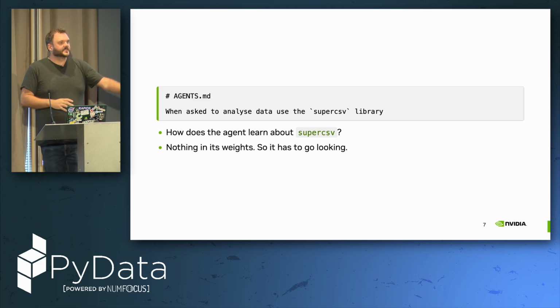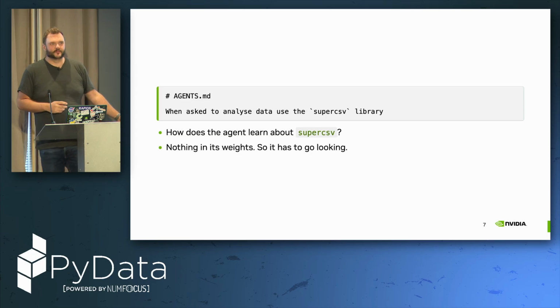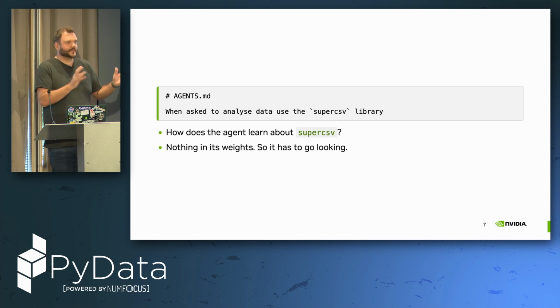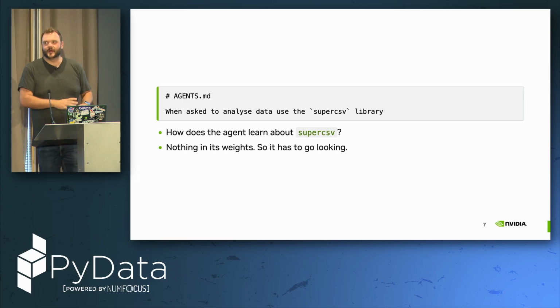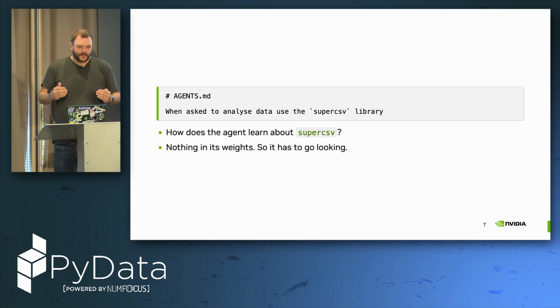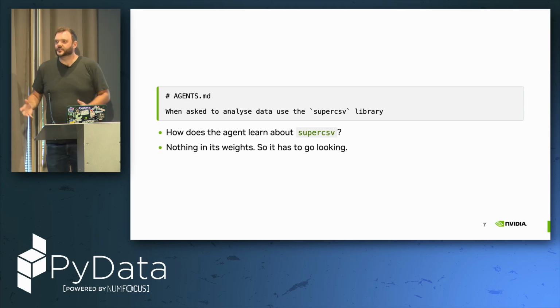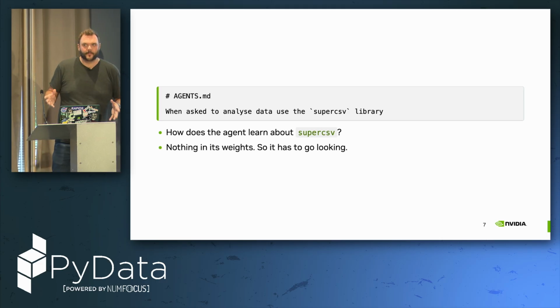So what if I make some new library for doing data analysis on CSV files, or some library to do anything? I put a little slide together to show, what if I make a new library called Super CSV, and I say to my agent, go and use Super CSV to analyze my data set? It doesn't know about this thing. And this applies if you work in a large company and you have internal or proprietary libraries, the models won't know about these things.